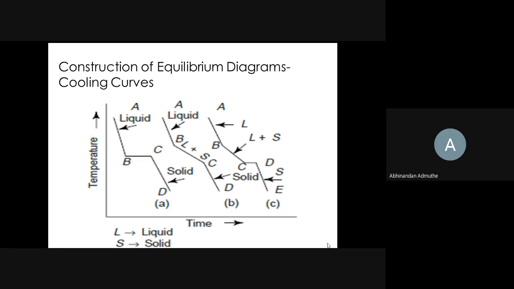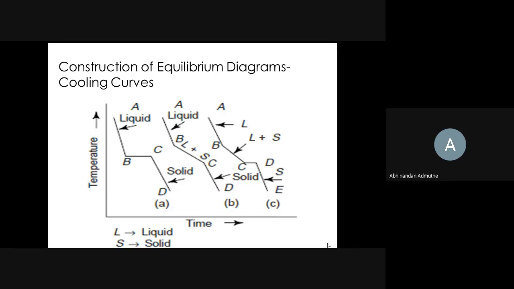Okay. So in the previous session, we discussed phases and phase diagrams. In today's session, the next part is the construction of equilibrium diagrams. So we'll discuss how to plot the equilibrium diagrams in today's lecture. Equilibrium diagrams can be plotted by various methods. One of the popular methods is called cooling curves. By using a series of cooling curves, you can plot the equilibrium diagrams.